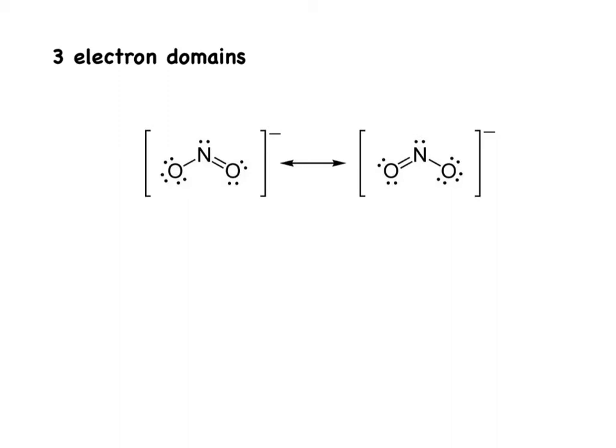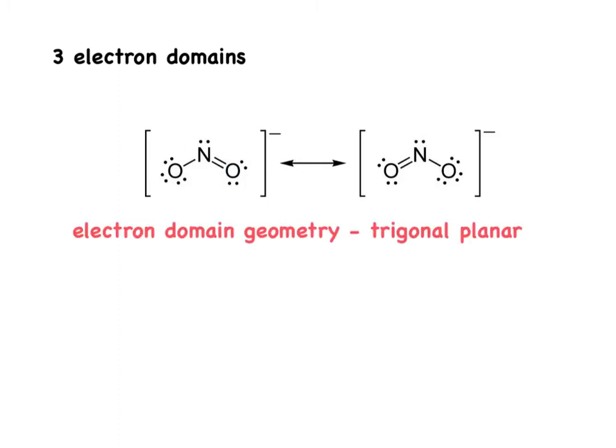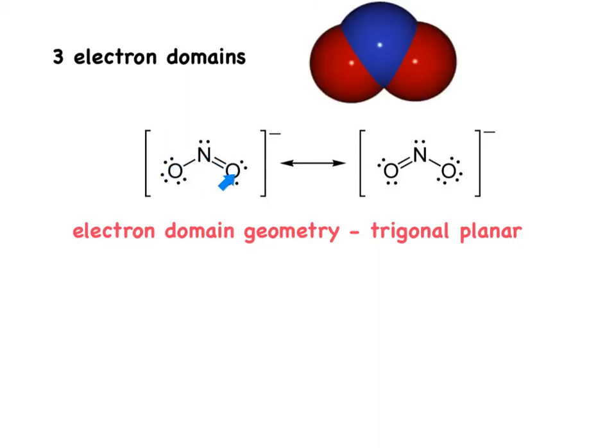So our electron domain geometry is still going to be trigonal planar because we have 3 electron domains. But this lone pair, or unshared pair, that's on the nitrogen atom is actually going to have a stronger repulsion against these 2 electron domains. And it's going to push these electron domains down just a little bit, bending the molecule slightly. And so our molecular geometry is bent.